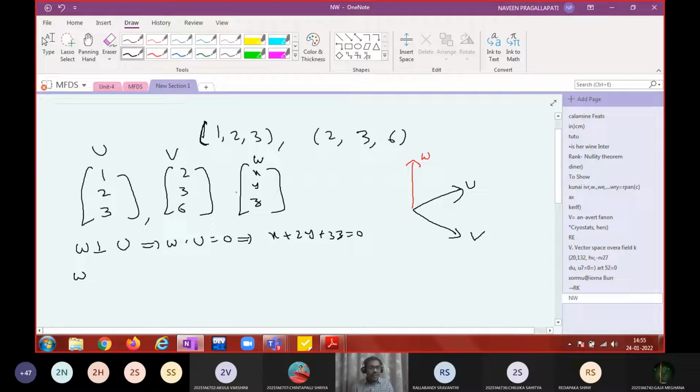And another one is w also must be perpendicular to v. That means the w dot product with v must be 0. That means 2x plus 3y plus 6z equal to 0. And this is a homogeneous system. You solve that homogeneous system for x, y, z for different values of k. You will get different vectors which are orthogonal to both u and v.